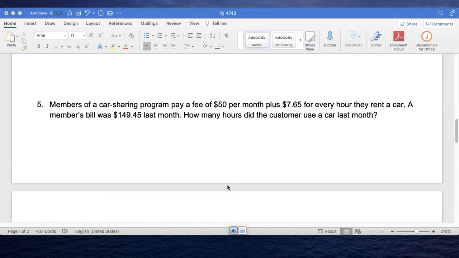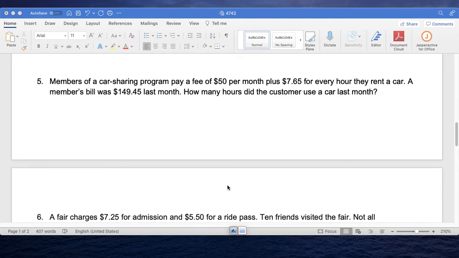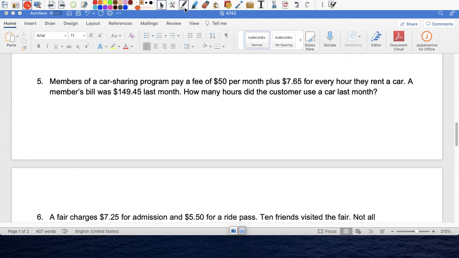Members of a car washing program pay $50 per month. Okay, so what you do know here is that every month you have to pay $50, no matter what. Plus $7.65 for every hour they rent a car. All right, so that's not bad. So last month you spent a total of $149.45. Out of that $149.45, you know that 50 of it was for your membership fee, right? You pay $50 no matter what, whether you use the car or not.